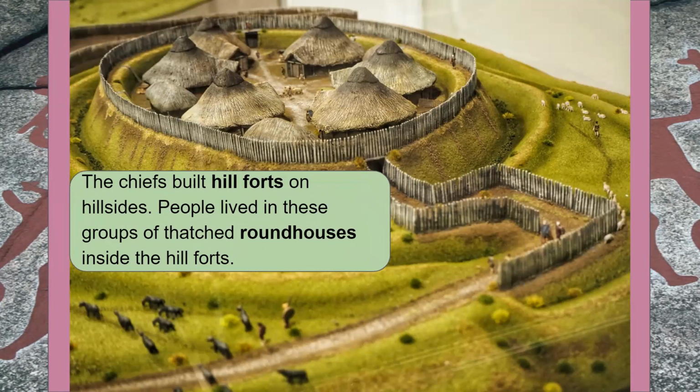Did you know that the chiefs, queens, or kings built hill forts on hillsides? People were living in these groups of thatched round houses inside the hill forts. The walls of the round houses were made by using wood, straw, and mud, similar to Bronze Age houses. These forts were surrounded by moats, walls, and ditches. Warriors protected their people from outside attacks.